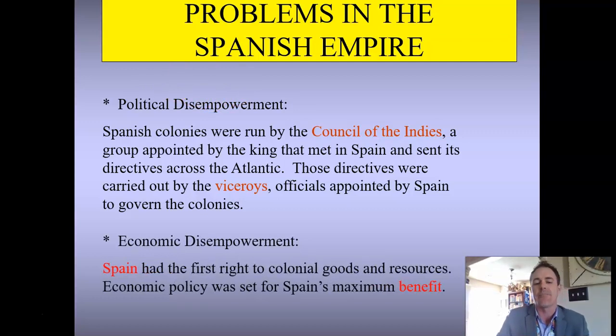The second kind of disempowerment is economic disempowerment, right? So these colonies existed for Spain. They existed to enrich Spain. Remember, this is during this period of time when mercantilism was the popular economic policy. That policy stated that a country's power depended on the amount of gold and silver in the treasury. Where did you get this gold and silver? Primarily from your colonies or from the goods that you produced in your colonies and then sold to the homeland. So the people in Latin America are primarily not making goods and resources for themselves. They're making goods and resources for Spain.